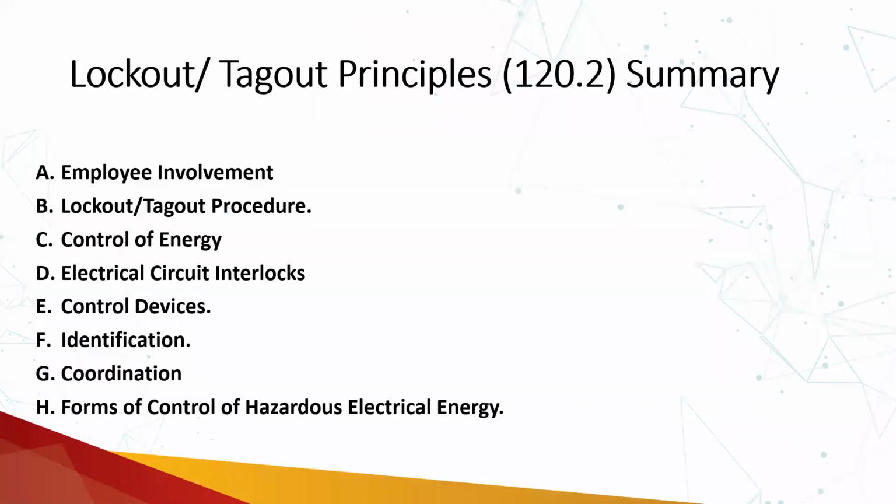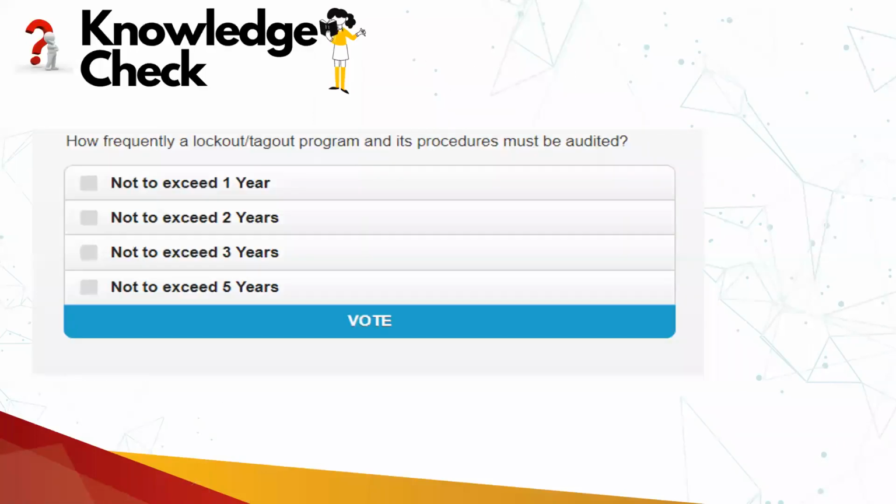How frequently must a lockout and tagout program and its procedure be audited? So it is now talking about the frequency for audit. Yeah, A is the right answer, not to exceed 1 year.